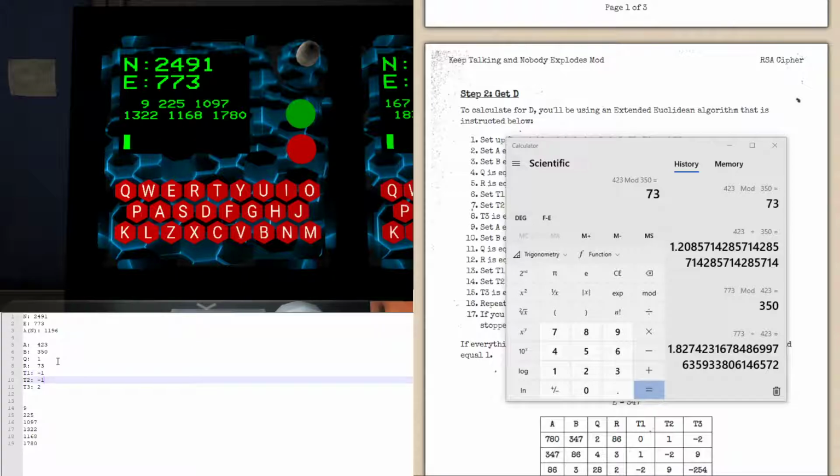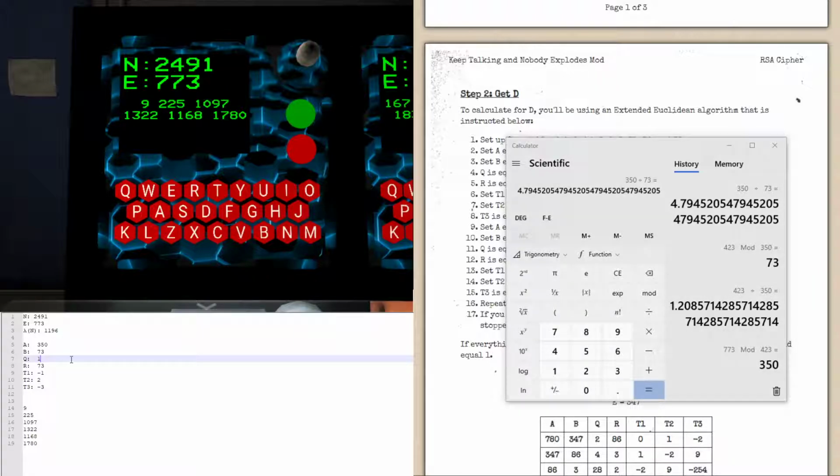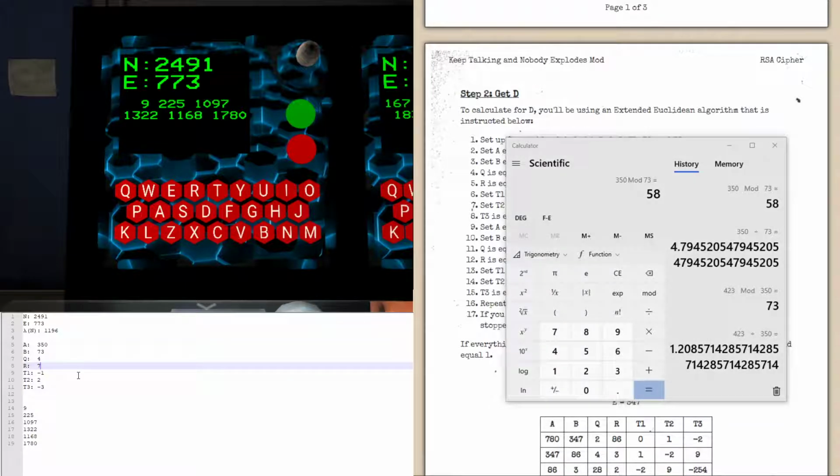T1 becomes T2, T2 becomes T3. And T3 is this, minus T2 times the quotient. So this becomes 2. Negative 1 minus 2 is negative 3. This becomes 350. This becomes 73. The quotient between the two, so 350 divided by 73, is rounded down 4. And 350 modulus 73 is going to equal 58.